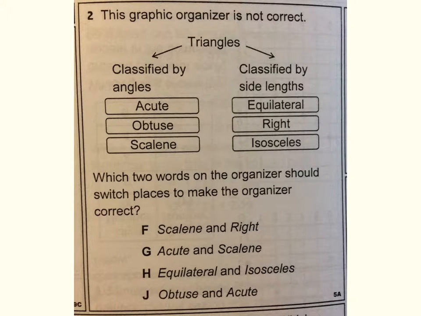Number 2. This graphic organizer is not correct. Triangles. Classified by angles, acute, obtuse, scalene. Classified by side lengths, equilateral, right, isosceles. Which 2 words on the organizer should switch places to make the organizer correct?